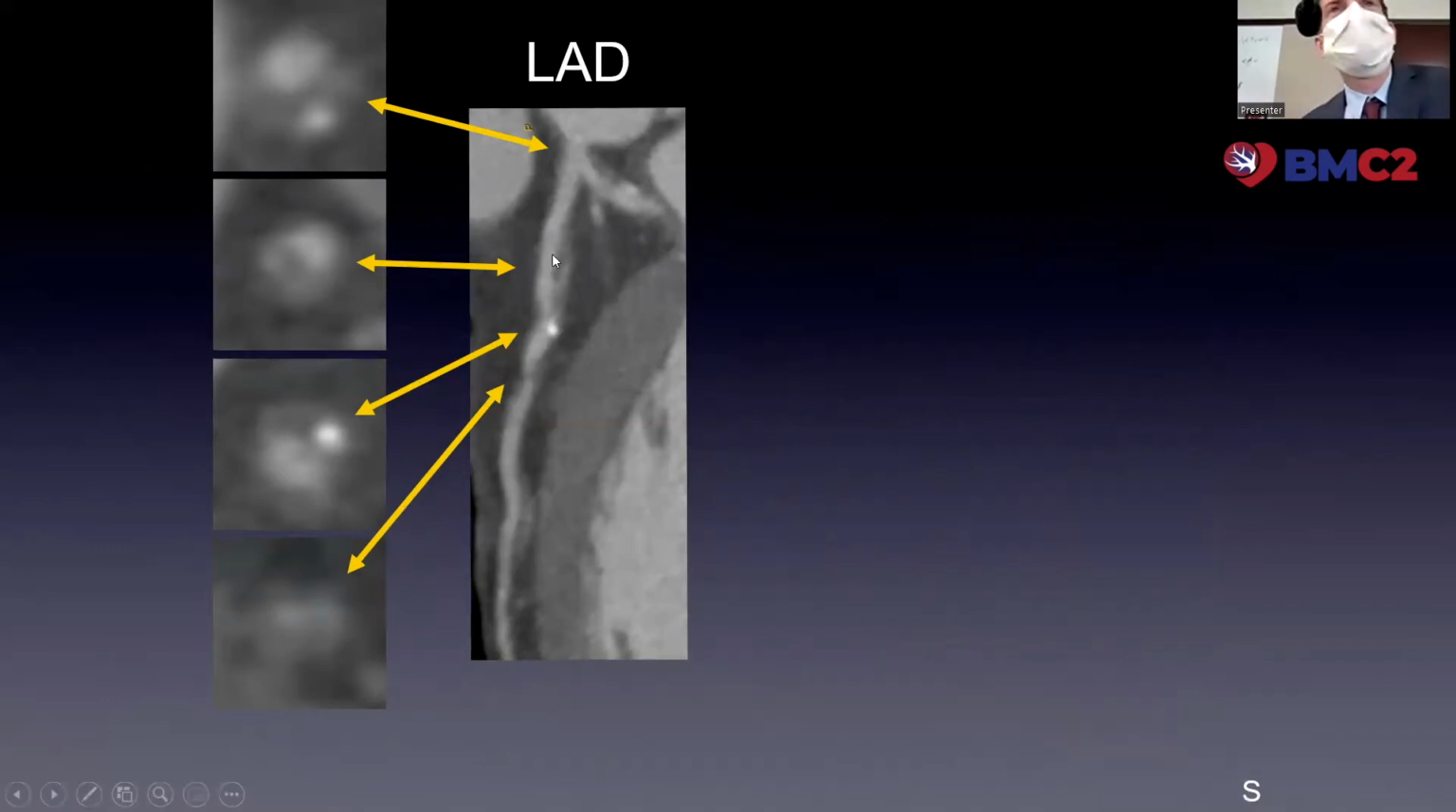But CT gives you a lot more information than just looking at the lumen, which is one of the cool things about CT. Even the left main, which looks pretty okay if you just look at this view, if you look at a short axis slice through that left main artery, this whole thing is the vessel. The lumen is this little bit right here. So there's a lot of plaque here in the left main. It's not just a normal left main. There's a lot of plaque, with a relatively preserved lumen.